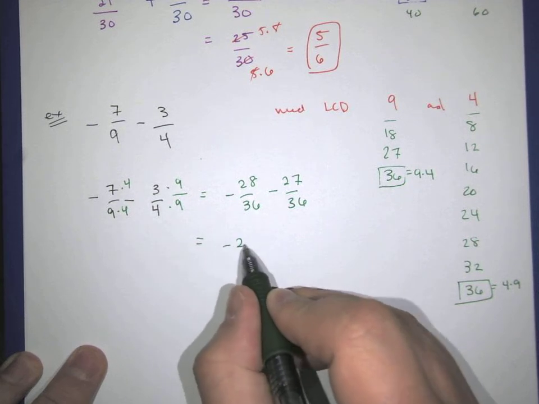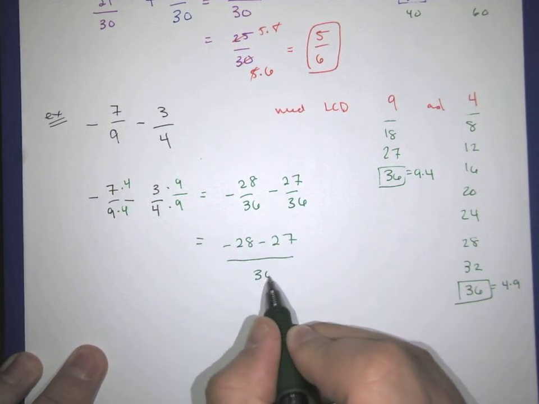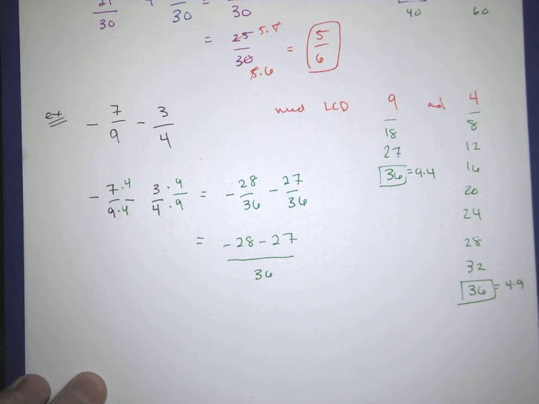So this would look like negative 28 minus 27 all over 36. Negative number minus another value. So what's going to happen here is this is going to get us just a bigger negative value. Where are we going to end up? Negative 55.